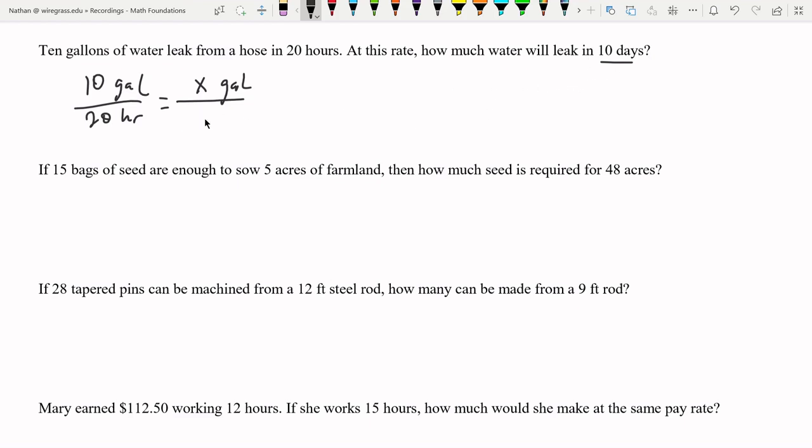Well, we wouldn't actually do this, because we have 10 days. Gallons are the same on top, but the hours are not the same here. So what we need to do first is change 10 days into hours. There are 24 hours in one day. There's going to be days over hours in one day. Days cancel, so we get 10 times 24, or 240 hours.